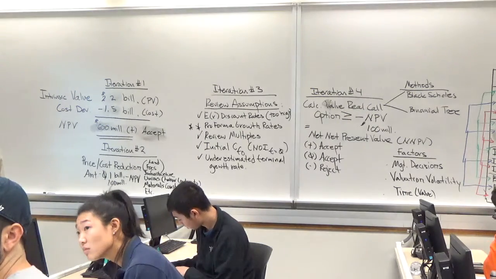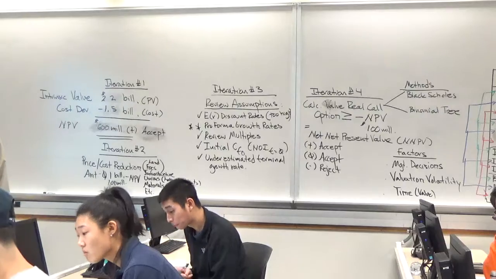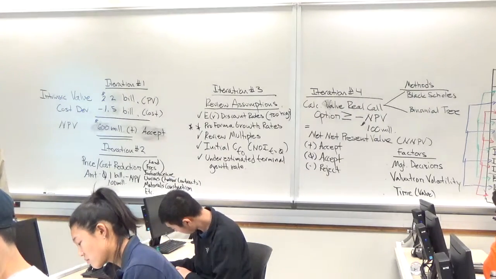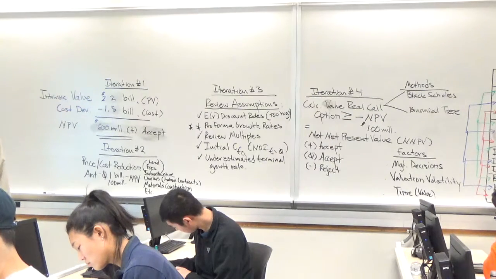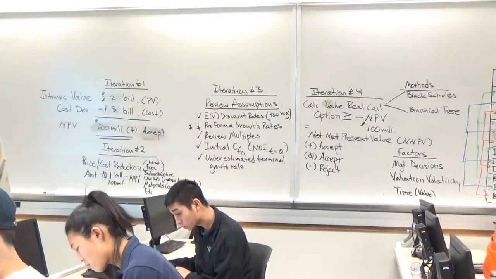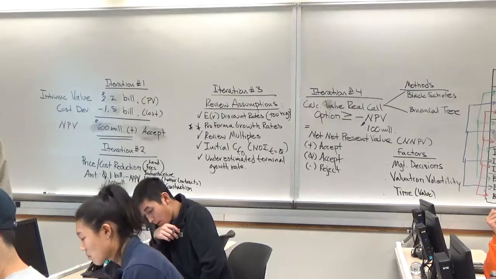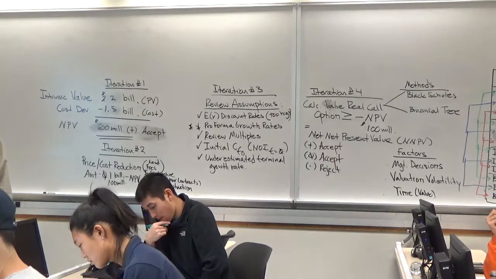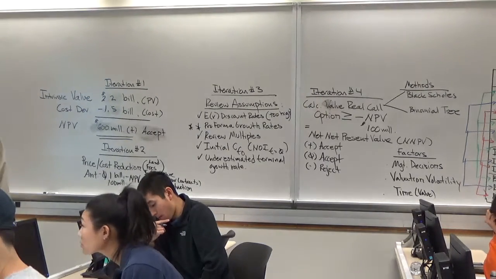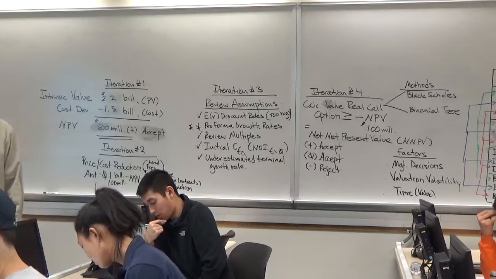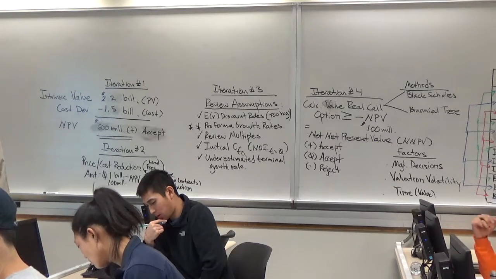Yeah, the terminal growth rate, did we over or underestimate it? We underestimated it. Okay, where else could we have made our mistakes? Where else could we have made our mistakes? The gross potential rental income. Yeah, that's where the $100 a square foot comes in. Where else could we have made our mistakes?